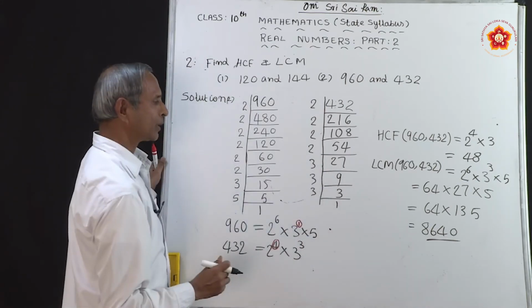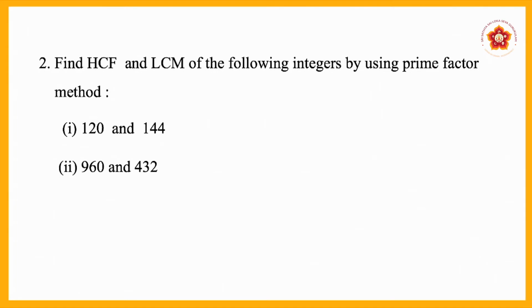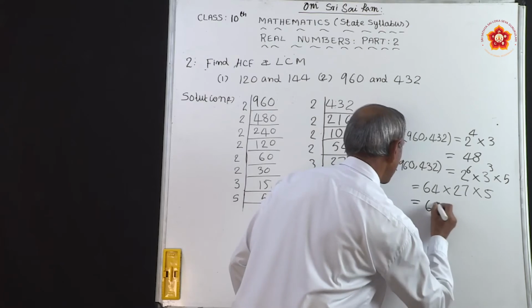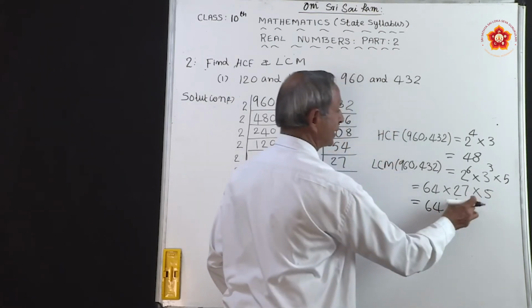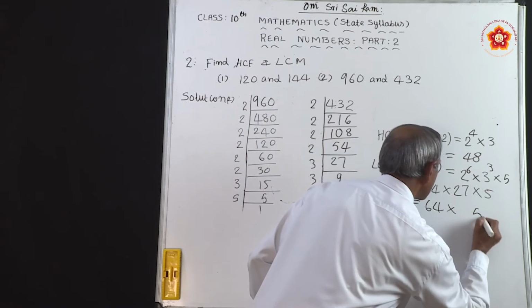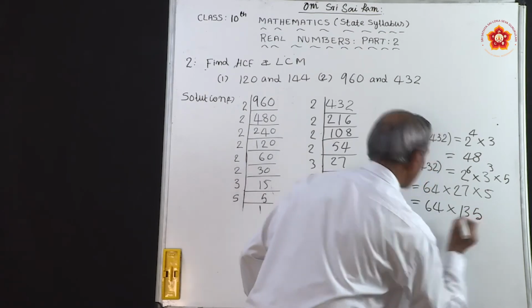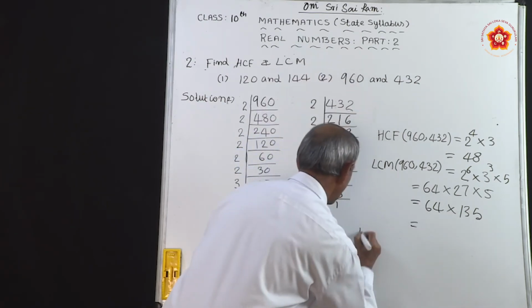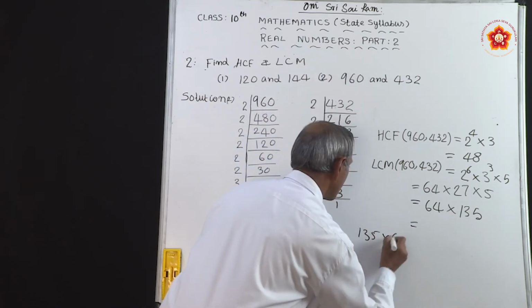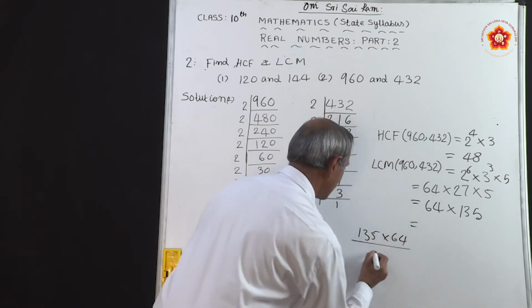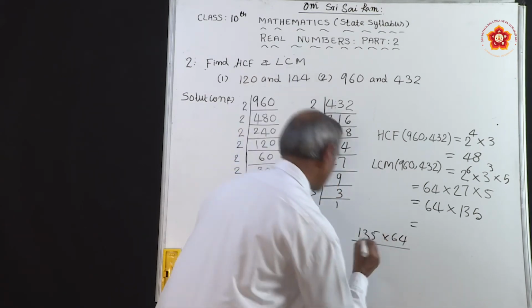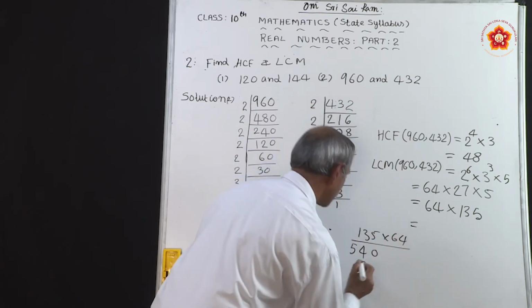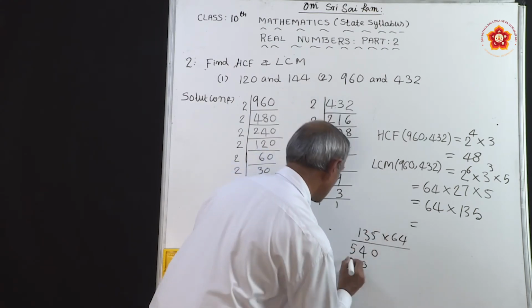LCM is 8640. Now, that equals 64 into, I will multiply 27 into 5, you will get 135. Now, let us multiply 64 and 135. Now, I will multiply 135 into 64, 4 5s are 20, carry 2, then 6 5s are 30, 3 carry, 3 3s are 9, 12, you will get.